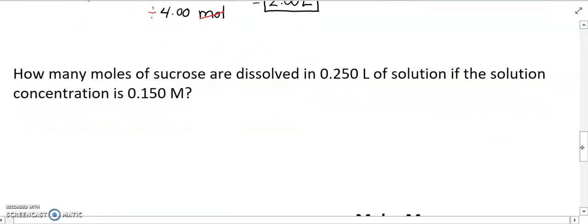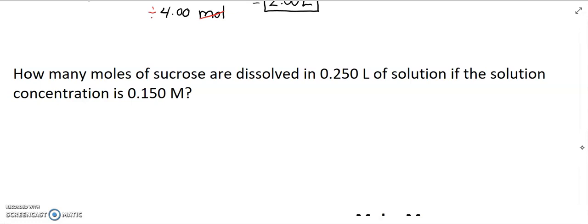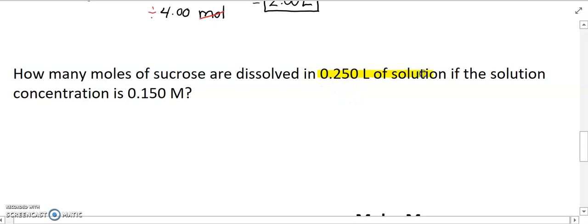So how many moles of sucrose are dissolved in 0.250 liters of solution if the solution has a concentration of 1.50 molar? Now, if I take a look at it, again, I have two numbers. I have 0.250 liters of solution, so there's my volume, and then they're going to give me 0.150 with a capital M. And again, I am going to automatically change that to 0.150 moles per liter, and now it acts like my conversion factor. So never start with molarity.